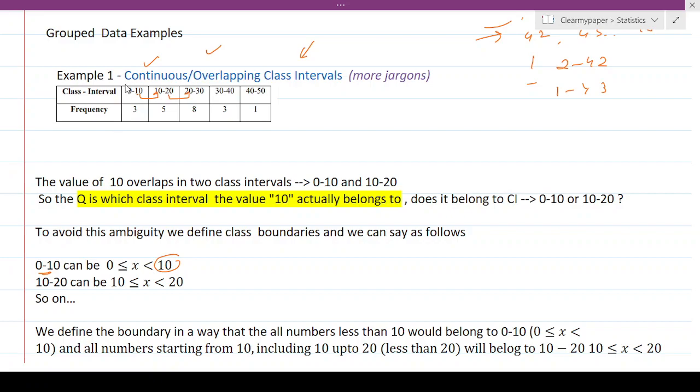So if the students have got marks between 0 to 10, at the most they can go up to 9: 0, 1, 2, 3, 4, up to 9, but not 10. If this is the mark of the student, it can be equal to 0 or greater than 0, but it will definitely be less than 10. It will not be equal to 10. The 10 gets included in the next boundary.